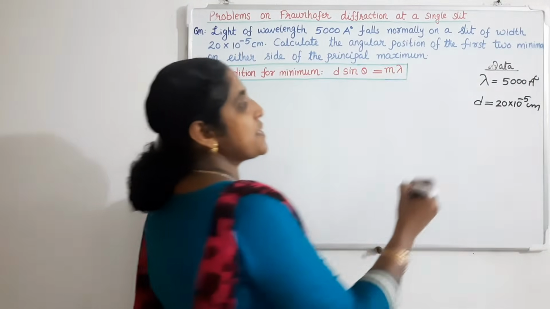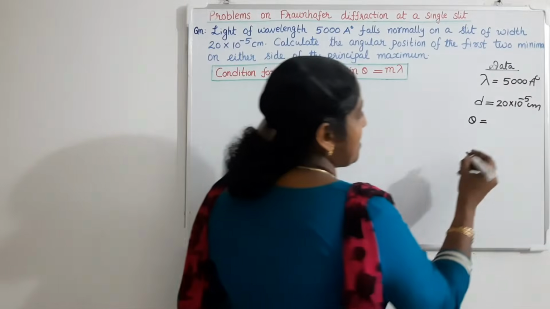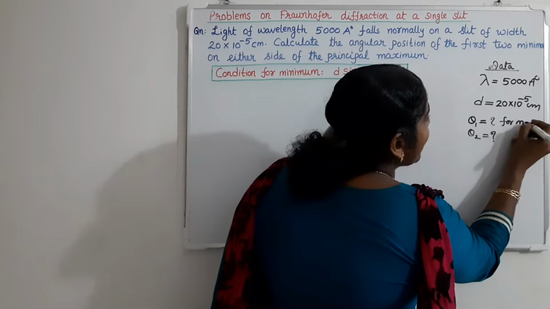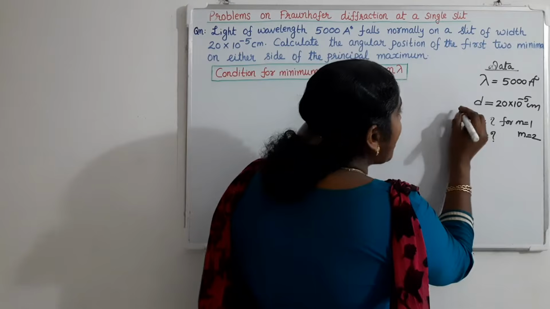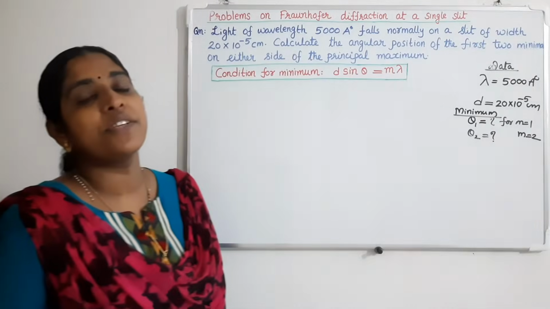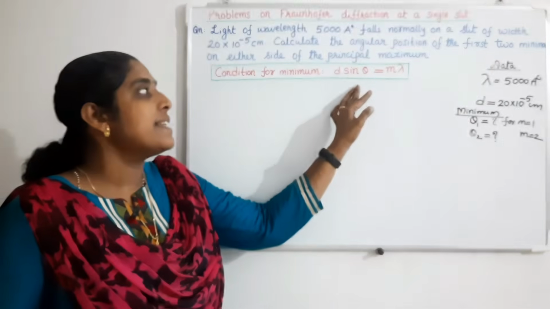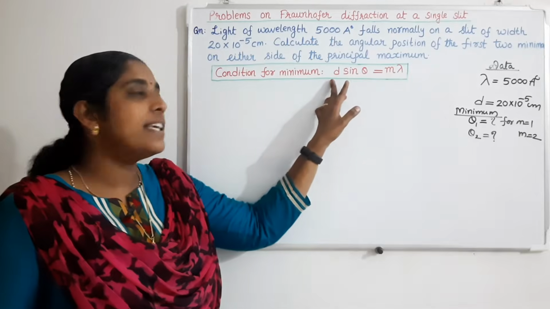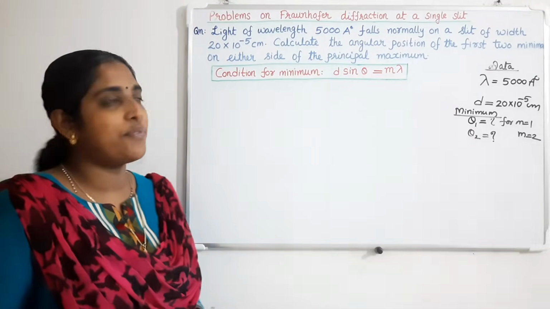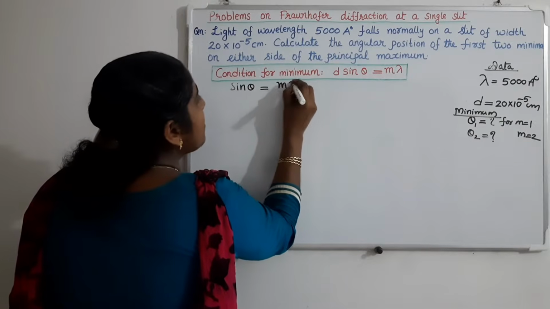Calculate the angular position, that is theta, of the first two minima on either side of the principal maximum, that is theta 1 and theta 2 for m equal to 1 and m equal to 2, and that also for the minimum intensity condition. So we can apply the condition for minimum. The condition for minimum due to single slit diffraction is d sin theta is equal to m lambda, where d is the slit width, theta is the angle of diffraction, m is the order of diffraction and lambda is the wavelength of light used. So from this general expression, sin theta is equal to m lambda divided by d.